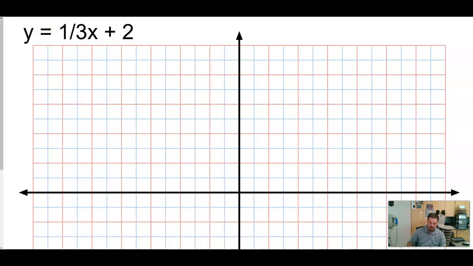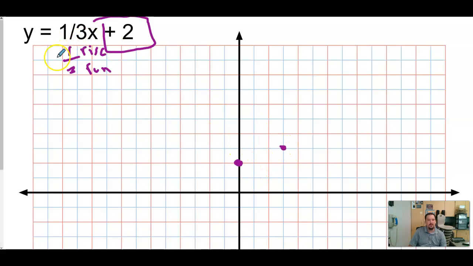Okay, looks like we have 1/3 x plus 2. So once again, this is my y-intercept at positive 2. So we're going to go up 2 from the origin. That's where we're going to start. And we have our rise over our run. So that means we're going to go up 1 and right 3. So up 1, right 3.